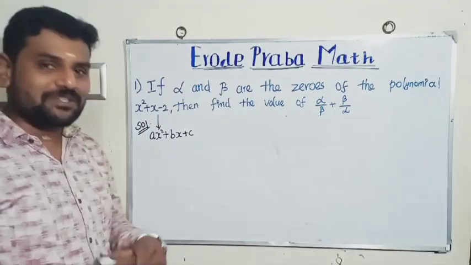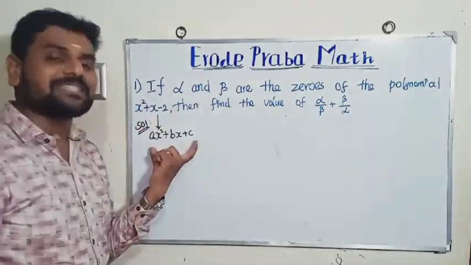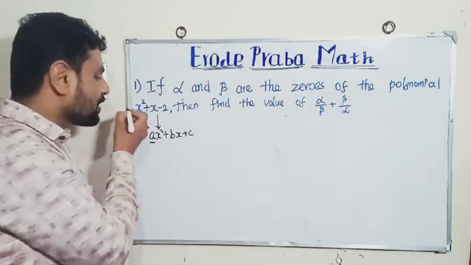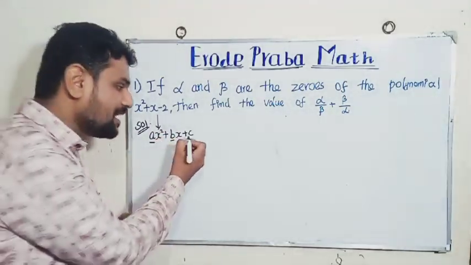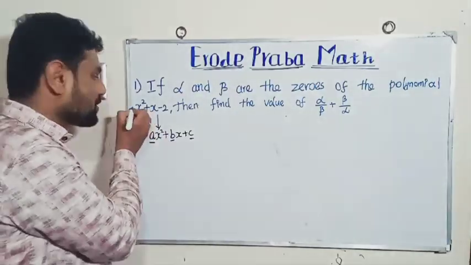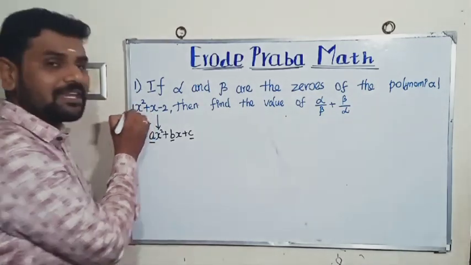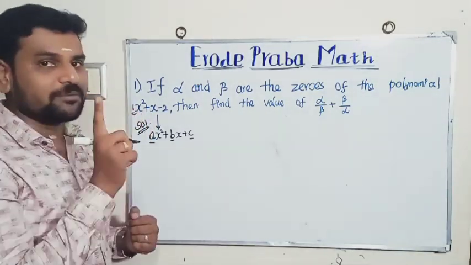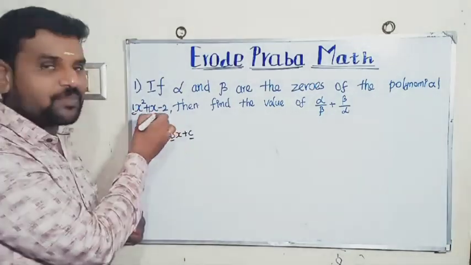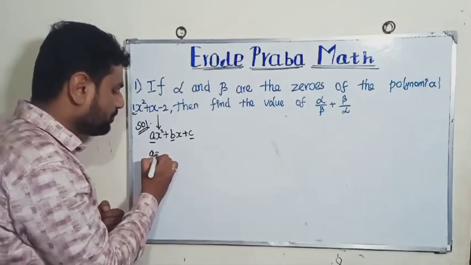For that, first we need to compare the given quadratic polynomial with the general form, that is ax square plus bx plus c. Here a is the coefficient of x square, b is the coefficient of x, and c is the constant term. Look at this x square. The coefficient is nothing there, and nothing means 1. So this is 1x square plus 1x minus 2. So the coefficient of x square is 1, so a is equal to 1.